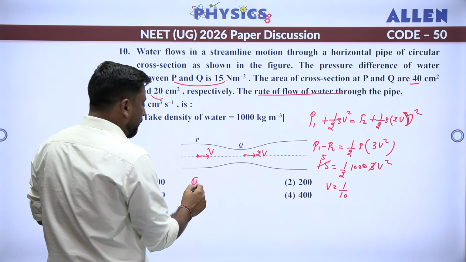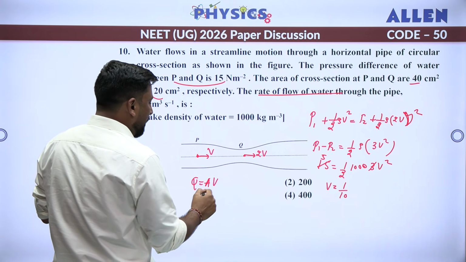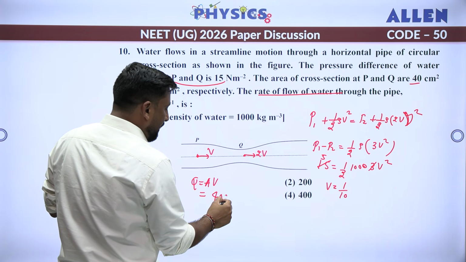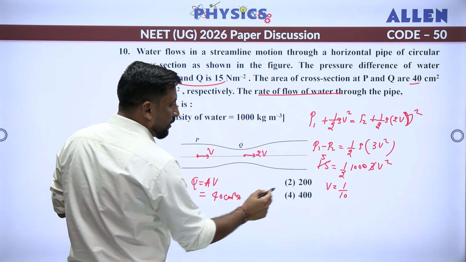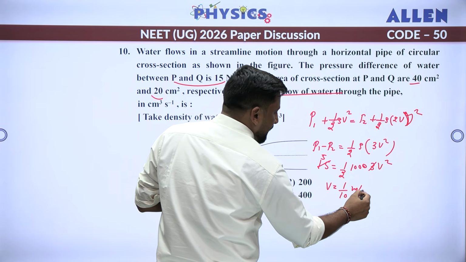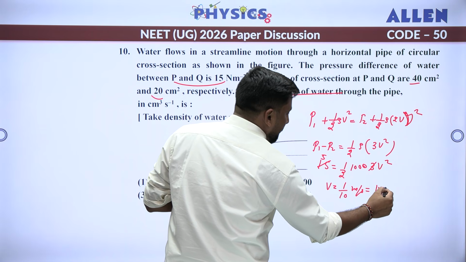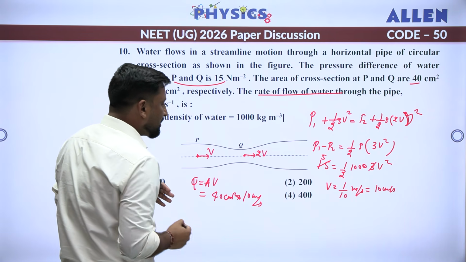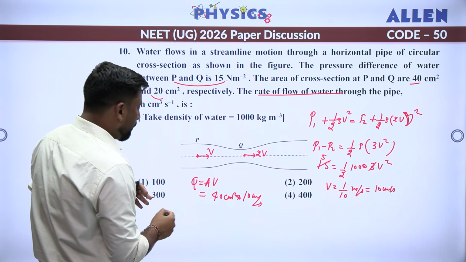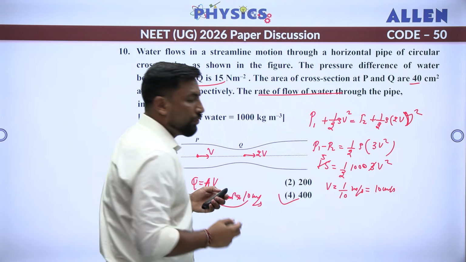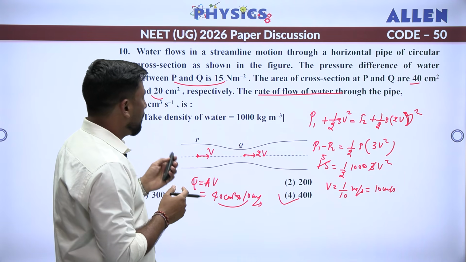Now the volume flow rate we can say is A into V. A they have already given at P as 40 centimeter square, and the speed is 1 by 10 meter per second, so we can say it is 10 centimeter per second. Now put in 10 centimeter per second. In centimeter cube per second, you are going to get 400. So it is matching with option 4. The answer is 400, option 4.